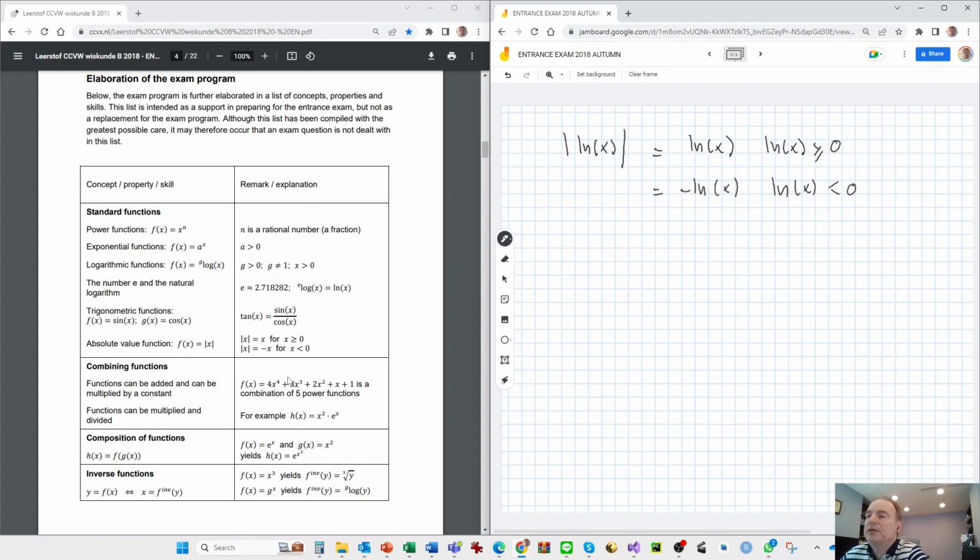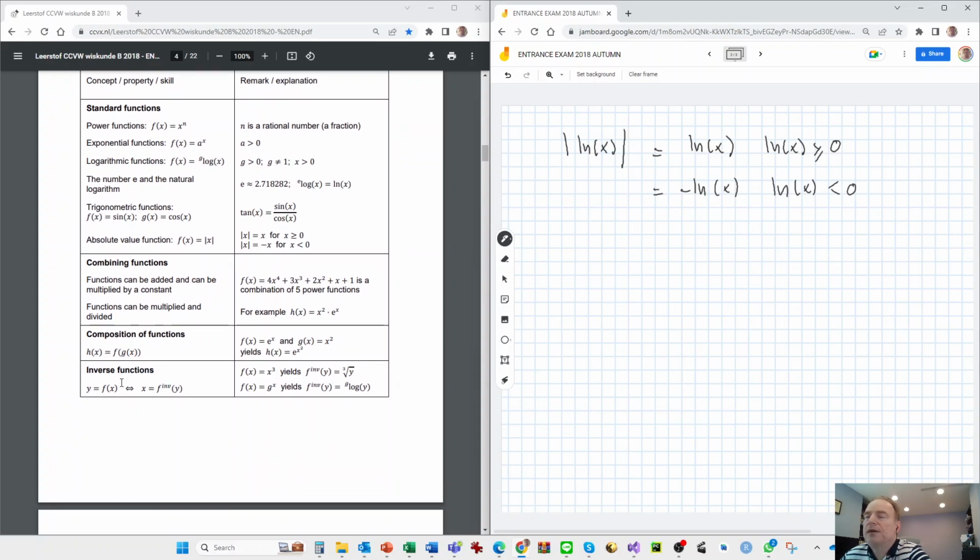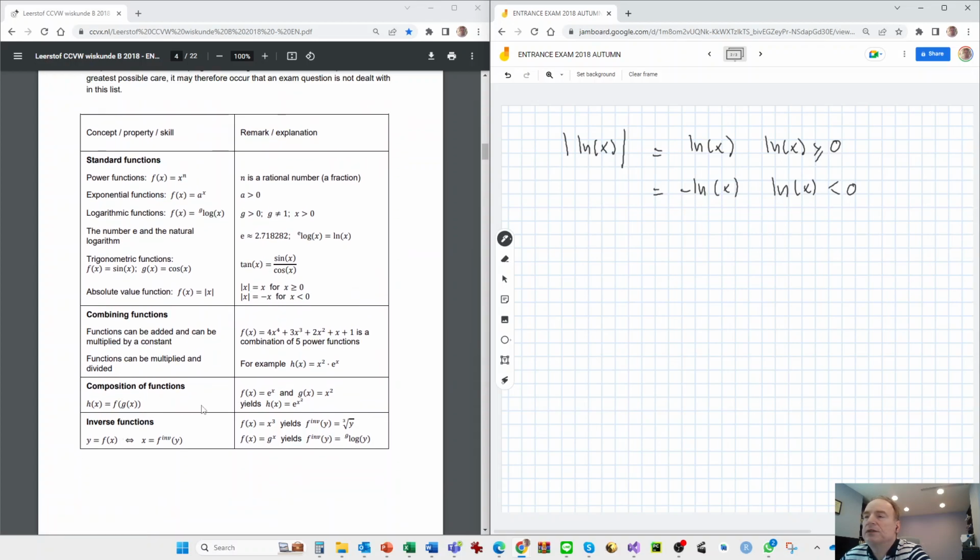Then you can combine functions like this. This is a combination of 5 power functions, where this constant 1 is just considered a trivial power function with n equal to 0. Then you can just multiply and divide these functions. You can also compose functions, where an example is given here. You need to be familiar with that. And the inverse of a function, you need to know how to obtain these.